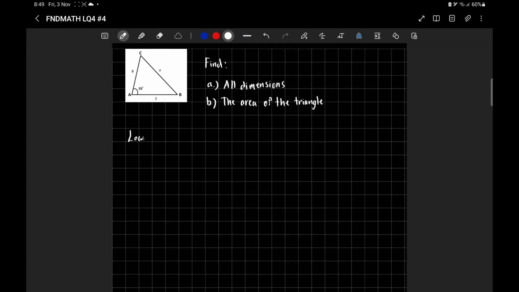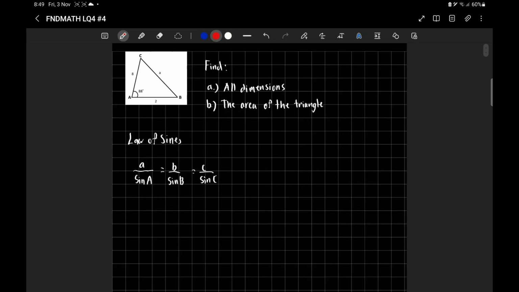The law of sines states that the ratio between one side and the sine of the angle of that side, so a over sine A, is equal to the ratio of the other sides over their corresponding angles. So b over sine B equals c over sine C. So let's try to solve it, shall we?